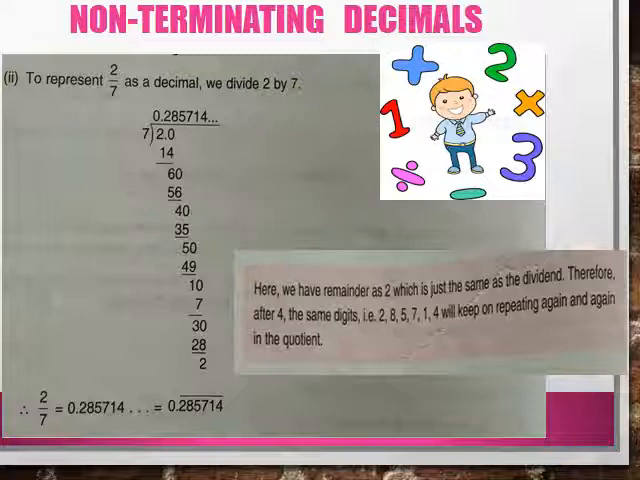In the previous question only one digit is repeating, and here a block of numbers, that is 285714, goes on repeating. So this is also called a non-terminating decimal, because in this case also we will never get remainder 0. So instead of writing again and again, we will put the bar on the whole block which is repeating, and therefore 2 upon 7 equals 0.285714 dot dot dot, which is 0.285714 with a bar on top.